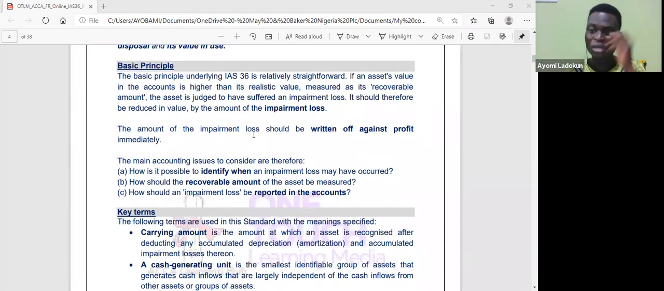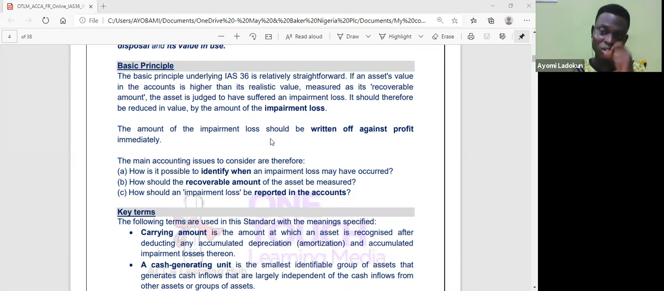Okay, now the carrying amount of an asset is the amount at which an asset is recognized on the financial statement after deducting accumulated depreciation and accumulated impairment losses. So when I pick up a financial statement, for example, I see PPE, they wrote 50 million. That 50 million on the face of the financial position is what we call carrying amount. So how did they arrive at that 50 million?